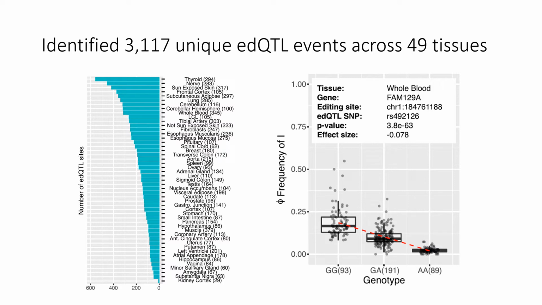We identified approximately 3,000 unique edQTL events across 49 tissues. The plot on the left shows the number of edQTL events in each tissue. The number in parentheses represents the number of samples per tissue. The plot on the right is an example of a significant edQTL event in the FAM129A gene.